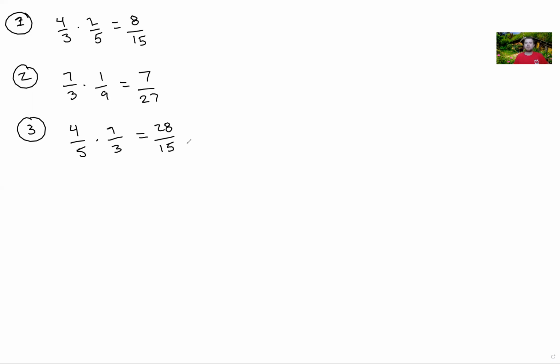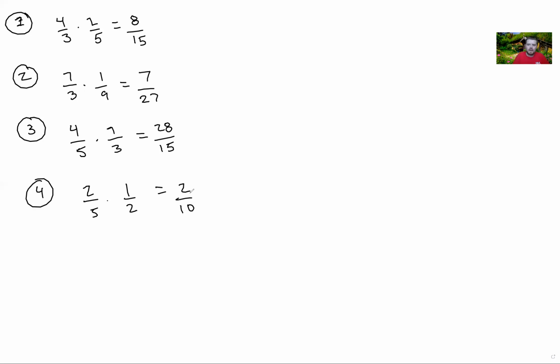Now, I keep saying simplify if you can. The reason I'm not showing you ones where you can simplify is because we're going to talk about that in the next section. But it is possible to end up with a fraction that you can simplify. So for instance, let's say I have 2/5 times 1/2. When I multiply these across, I get 2/10.